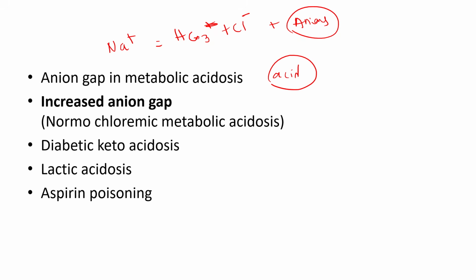So whenever there is an addition of an acid, the chloride won't change and it becomes normochloremic metabolic acidosis. Usually addition of acid like keto bodies, lactic acidosis or salicylate poisoning, which is aspirin poison.